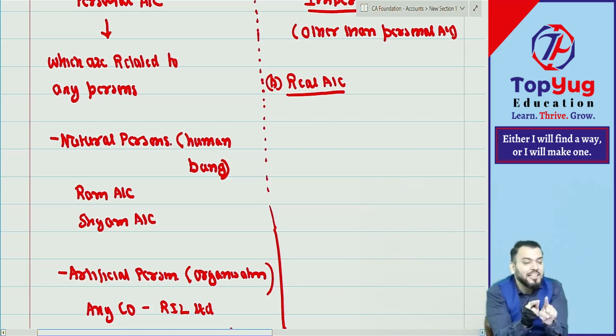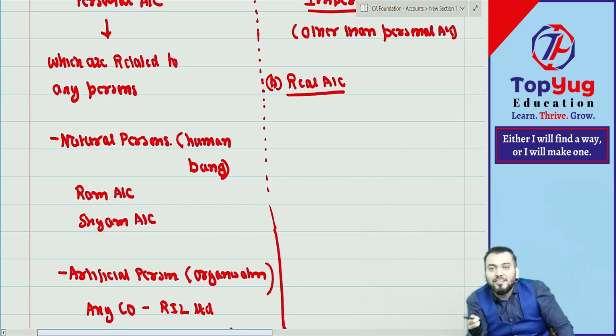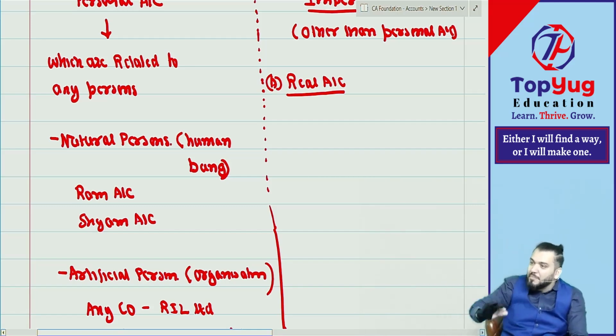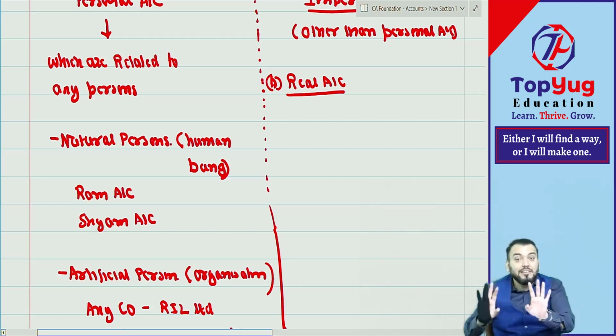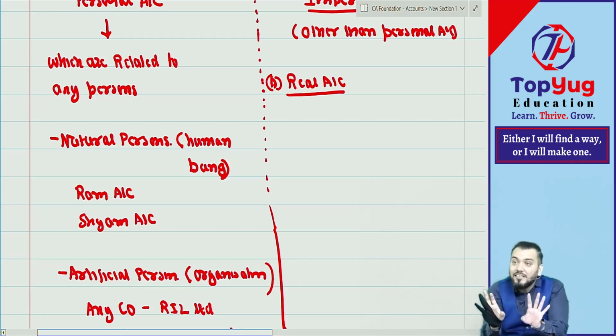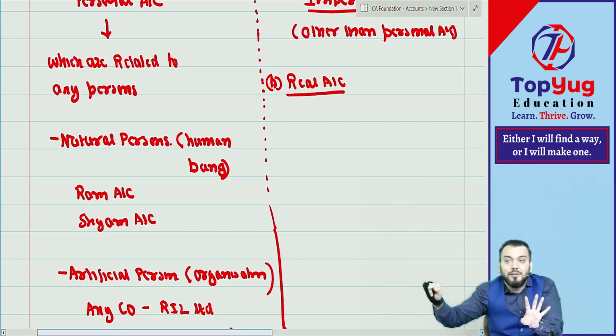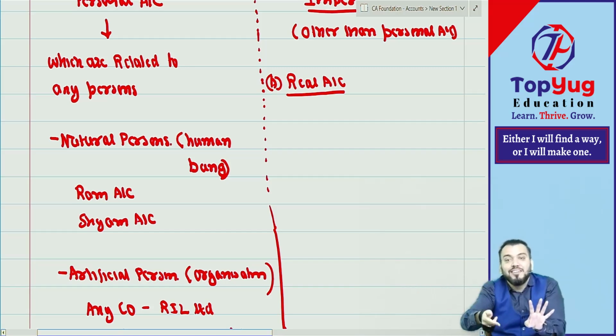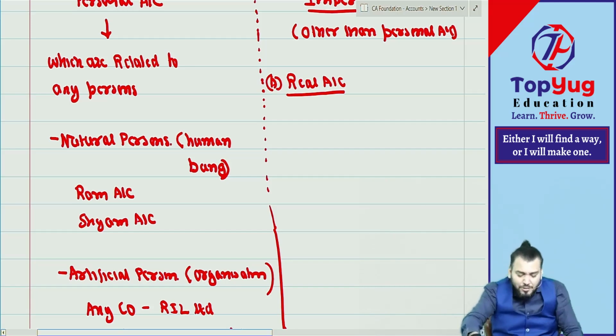Debtor you write where? On the asset side of the balance sheet. Debtor means receivable, and receivable means an asset. So real accounts are assets, but all assets are not real accounts. All assets except receivables, meaning any account which is an asset but is a personal account, cannot be a real account.